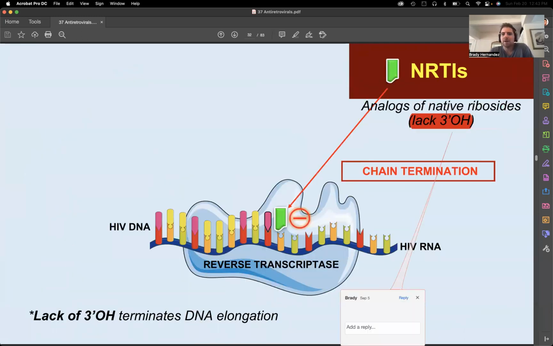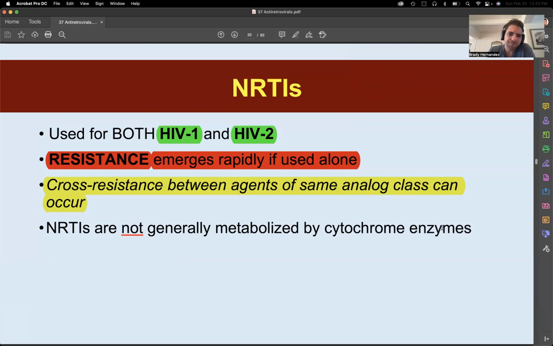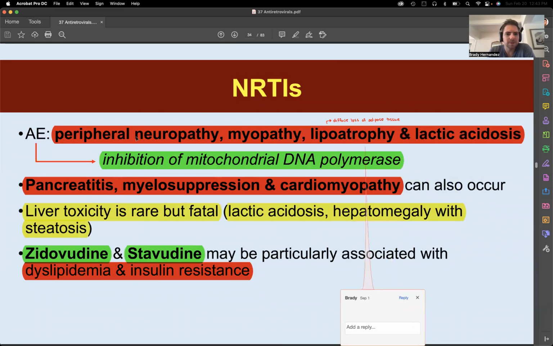Those lack a 3'OH, similar to acyclovir. So you get chain termination there, right? So you don't want to use these alone. Typically they use, I believe, a protease inhibitor as well with it. Yeah, so you definitely don't want to use those alone. We'll get there in a second.